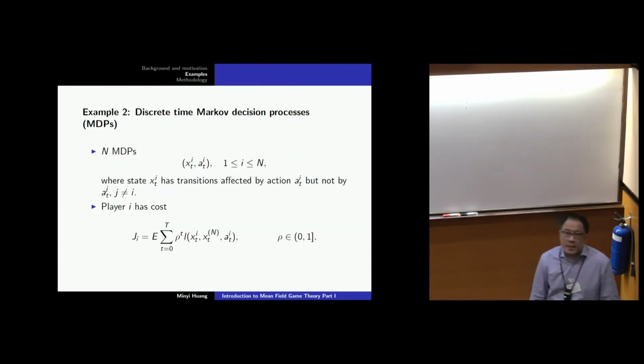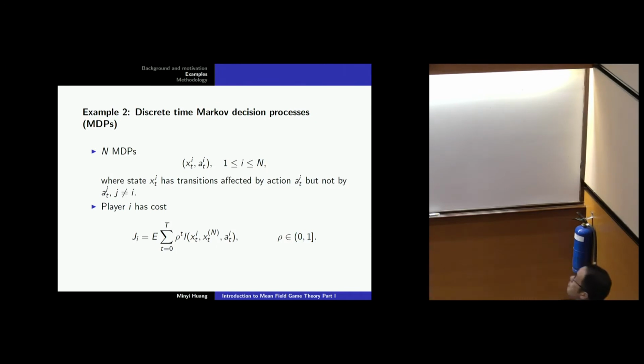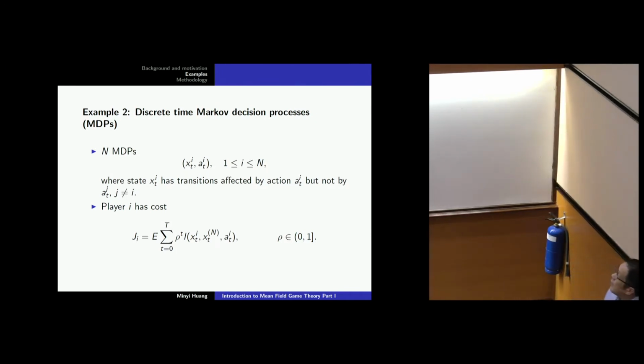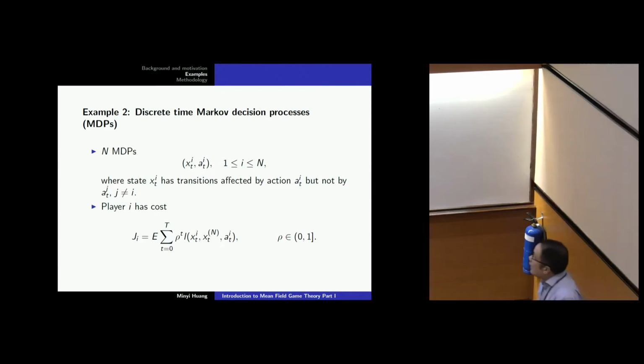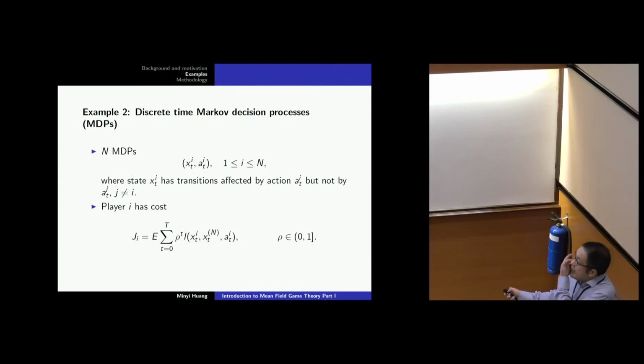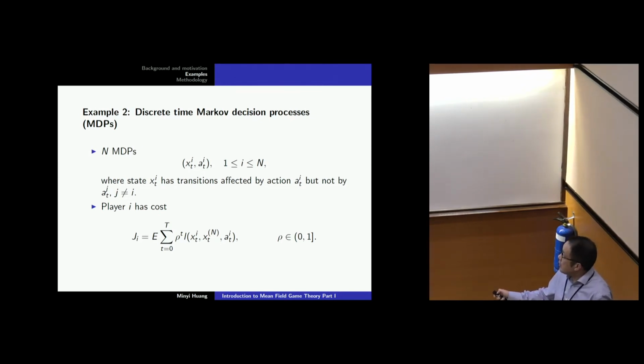The next example is a Markov decision process. Here we have n players. Each person has its own state and action. A is for action. Suppose we have some kind of a transition rule. The state xi has transition affected only by its own action. And we can also introduce the cost Ji in this form.